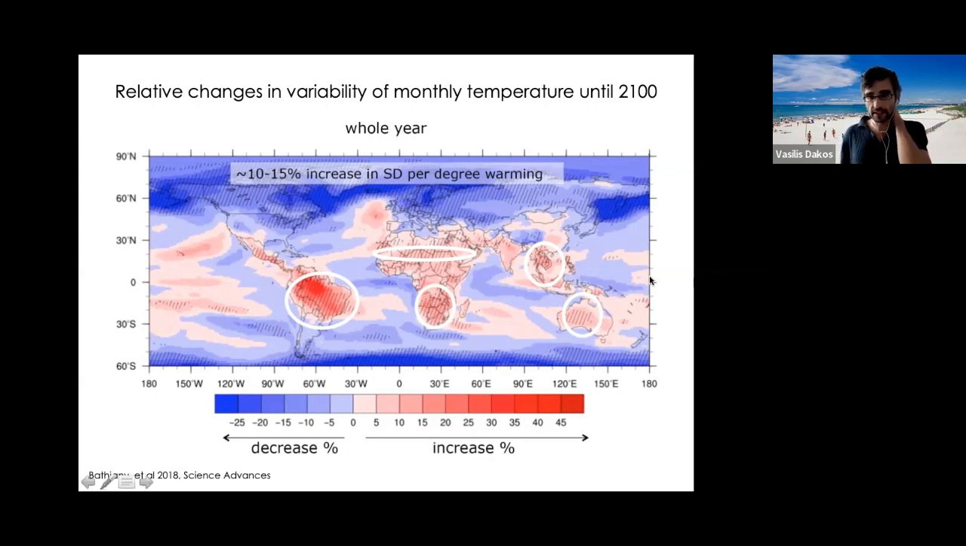In any case, here with the circles, I have highlighted areas like the Amazon, the south of Africa, the Sahelian region, and places in Southeast Asia and Australia, that seem to be the most vulnerable and will have an increase in variability of up to almost 15% compared to the historical record.